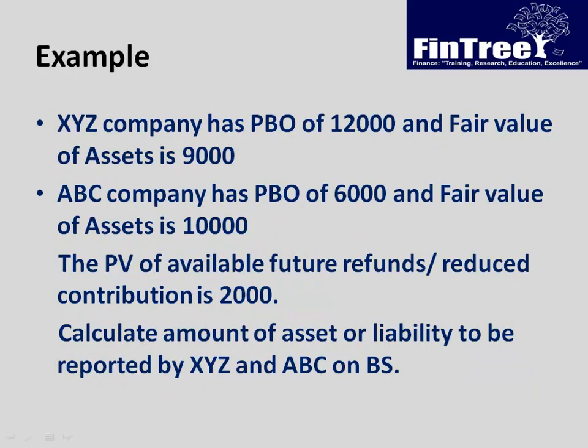Okay. So XYZ has got PBO of 12,000, fair value of assets as 9,000. ABC has got PBO of 6,000, fair value of assets 10,000. And the present value of available future refunds or contributions is 2,000. Calculate the amount of asset or liability reported by XYZ and ABC on the balance sheet. So for XYZ it would be 3,000 of liability. For ABC it would be 2,000 of assets.